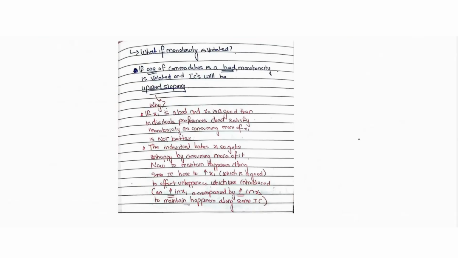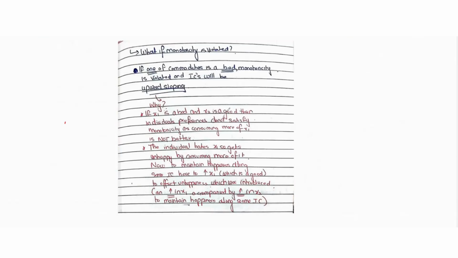So let's look at both cases: where one of the commodities is a bad and monotonicity is violated, and the other case where both of the commodities are bad and monotonicity is violated. If one of the commodities is a bad, monotonicity is violated, and in this case, the ICs will be upward sloping. Let's try to see why.